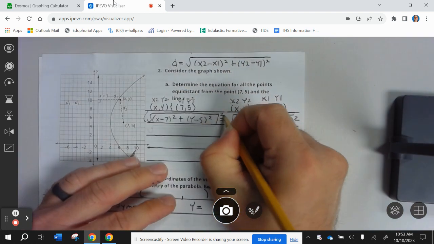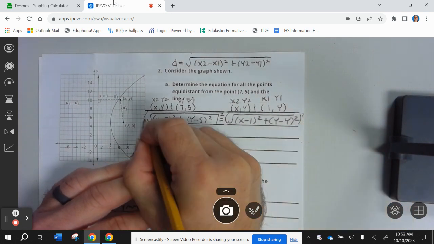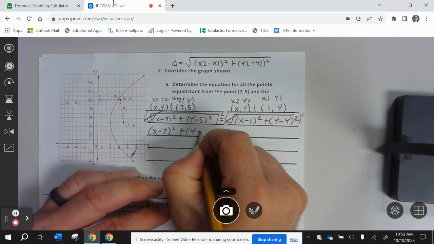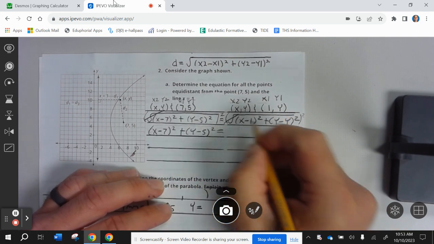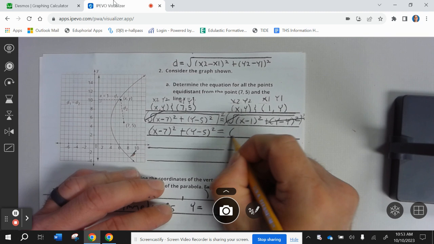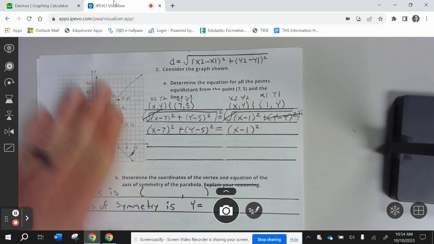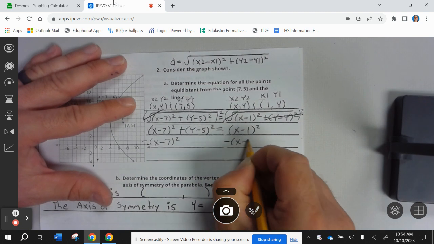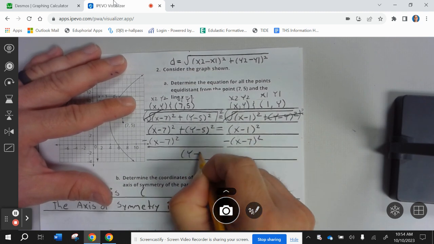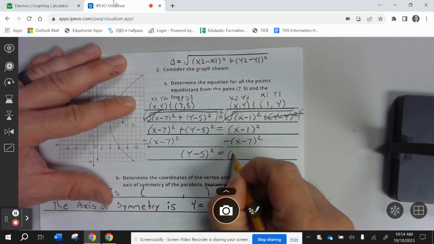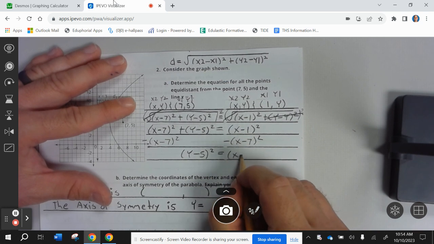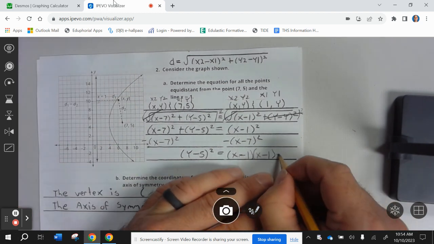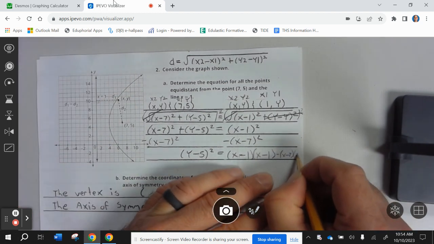Almost forgot. Square both sides. Cancels. You're left with (x minus 7) squared plus (y minus 5) squared equals, that cancels, you're just left with (x minus 1) squared. So subtract (x minus 7) squared from both sides. You're left with (y minus 5) squared equals (x minus 1) times (x minus 1) minus (x minus 7) times (x minus 7).